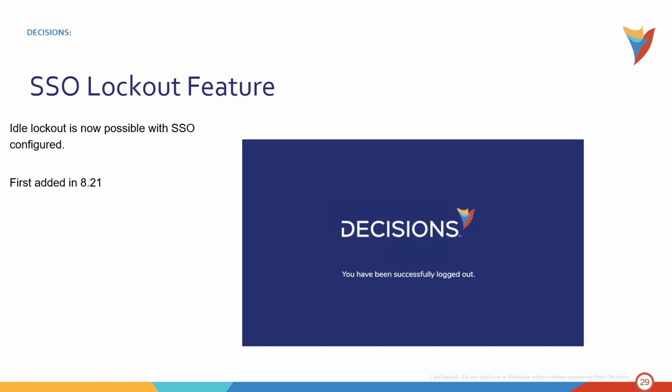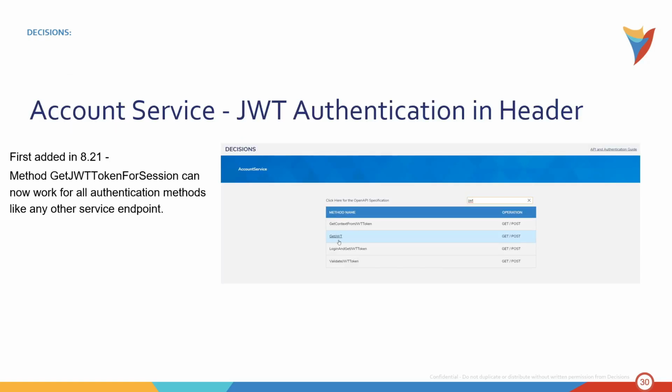Additionally, another thing that was added in 8.21.1, but is now in version 9 as well, is SSO lockout. So you have your SSO configured, and you're going to get idle lockout. So don't worry about someone getting into your data. It will lock out with configuration, idle lockout, SSO. This one is also from 8.21, but there is now the get JWT token for session authentication method, and it's going to work just like any other service endpoint.